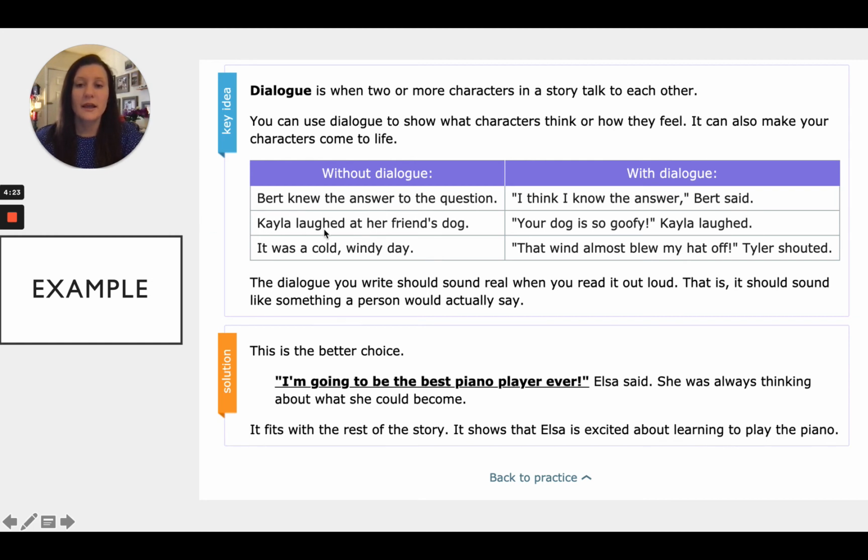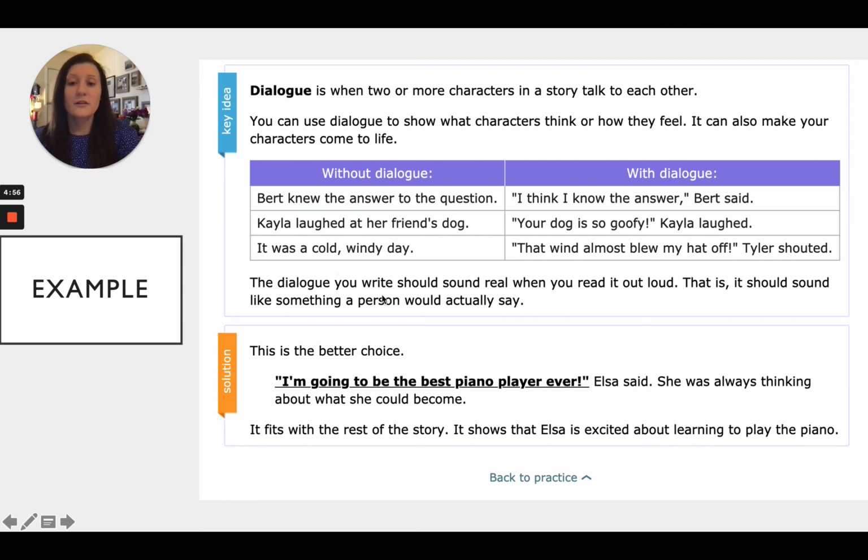Or Kayla laughed at her friend's dog. We don't have any dialogue there, but now if we say, your dog is so goofy, Kayla laughed, your dog is so goofy would be the dialogue in that sentence. Last example is, it was a cold, windy day. That does not have any dialogue in it. That wind almost blew my hat off, Tyler shouted. So now we see that that wind almost blew my hat off is the dialogue.